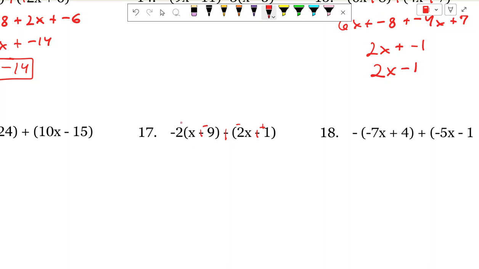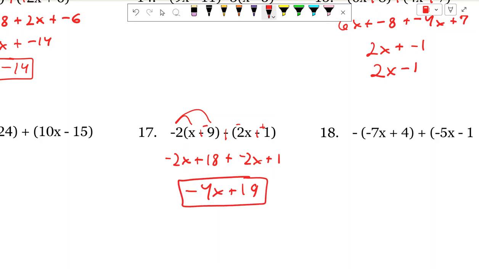All right, let's get started. Negative 2 times x is negative 2x, and negative 2 times negative 9 is positive 18. This one has a 1 out in front, but it's positive, so it doesn't change the values. This is negative 2x plus positive 1. Now we'll combine like terms. The negative 2x and negative 2x is negative 4x's, and 18 plus 1 is 19. And that is your simplified answer.